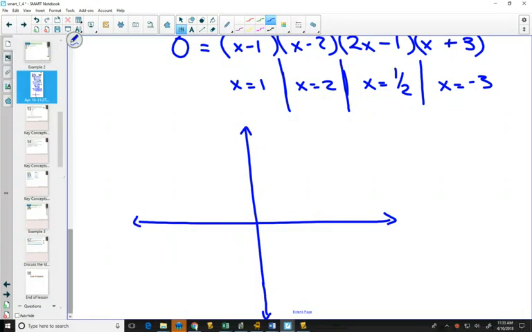So after factoring completely, we can now go to our graph. And at 1 and 2 and a half and at negative 3 are our 4 x-intercepts. We also know that our y-intercept was at negative 6.